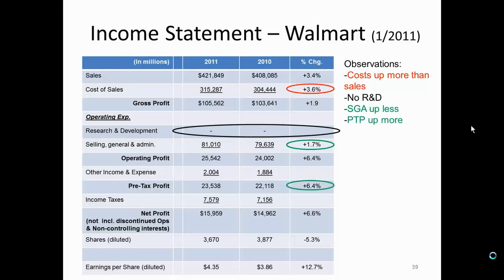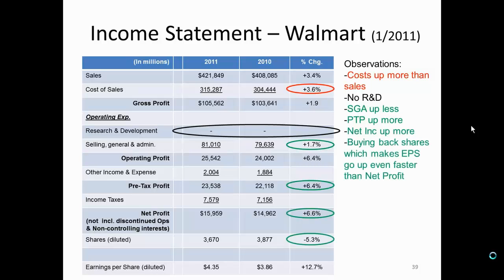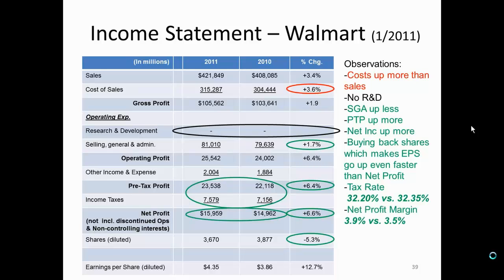My pre-tax profit was also up, and it was up by more than sales, so that's good. We like to see that. Same with my net income. As we talked about a little earlier, Walmart was obviously buying back shares. That's why their shares went down by over 5%. If we look at the pre-tax profit and income taxes, we can calculate a tax rate, and we can see it was pretty much the same between the 2 years. Actually went down just a little bit, which is the right direction. Our net profit margin went up by almost 0.5% from 3.5 to 3.9.